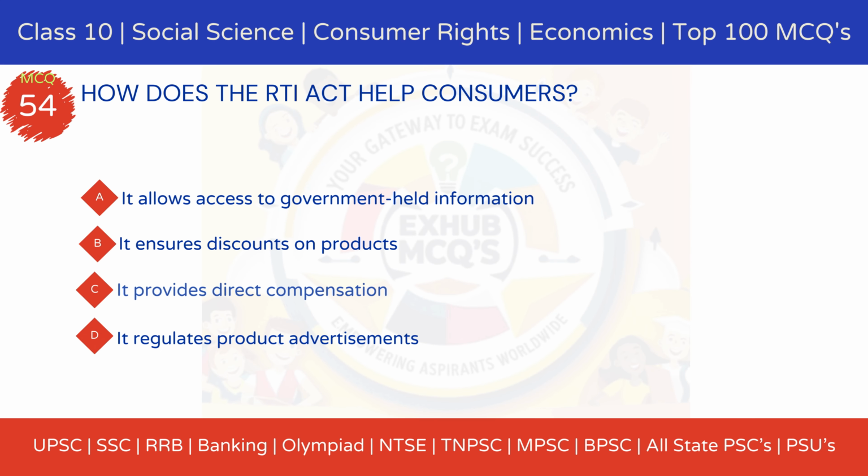Option A, it allows access to government-held information. Option B, it ensures discounts on products. Option C, it provides direct compensation. Option D, it regulates product advertisements.